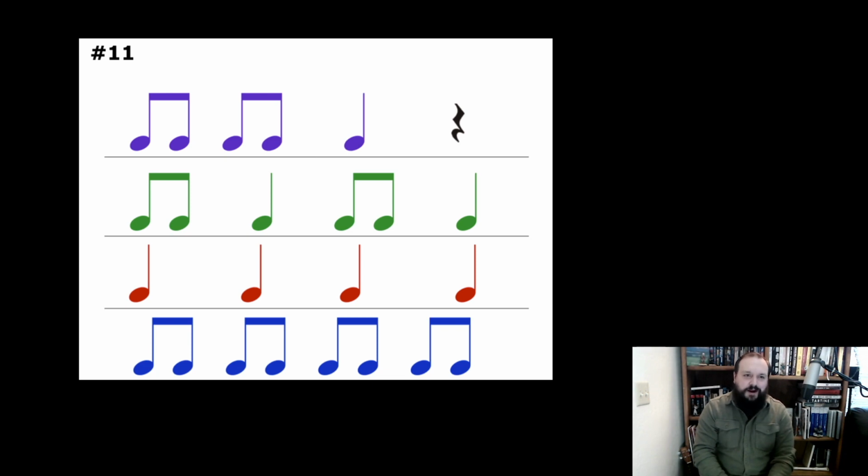Excellent. All right. Last one. All cherries now, right? Cherry, cherry, cherry, cherry. 1 and 2 and 3 and 4 and cherry, cherry, cherry, cherry. Cherry, cherry, cherry, cherry. Cherry, cherry, cherry, cherry.